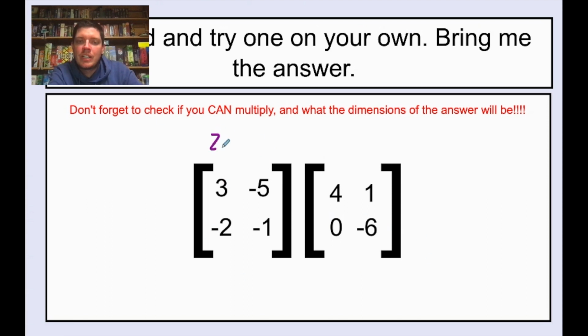So just think about it like this. We're starting off with a 2 by 2. We've got another 2 by 2. I know that I can multiply it because the middle numbers are the same, and the answer is going to be a 2 by 2.